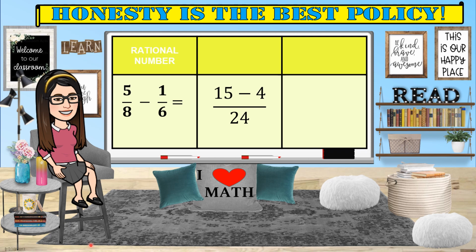And after that, you're going to just subtract the numerator because you already have a common denominator. So, that means 15 minus 4 will give you 11 over 24. Just copy your denominator na 24. And that is the answer if you're going to subtract 1/6 from 5/8. Okay?